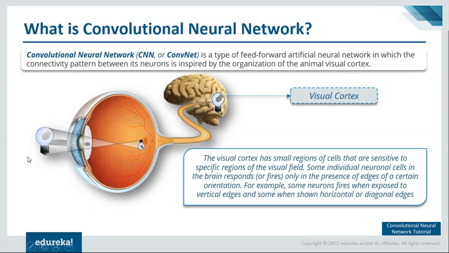So let us understand what exactly a convolutional neural network is. Convolutional neural networks are a special type of feed-forward artificial neural network, which is inspired by the visual cortex. The visual cortex is a small region in our brain which is present somewhere here, where you can see the bulb. An experiment was conducted and people got to know that the visual cortex is made up of small regions of cells that are sensitive to specific regions of the visual field. What I mean by that is, for example, some neurons in the visual cortex fire when exposed to vertical edges. Some will fire when exposed to horizontal edges. Some will fire when exposed to diagonal edges. And that is the motivation behind the convolutional neural network.